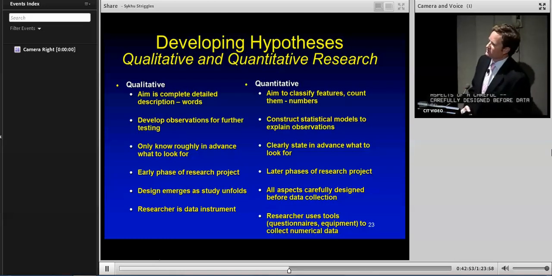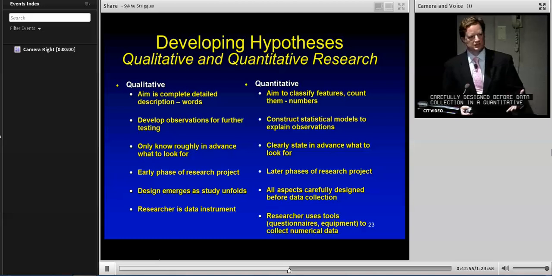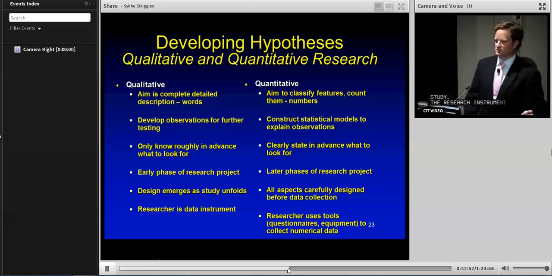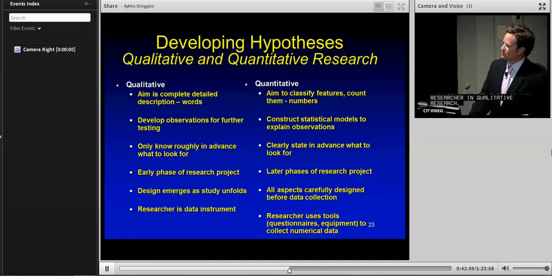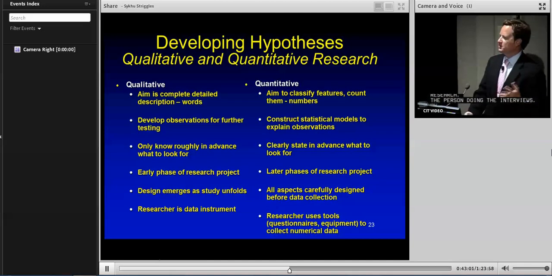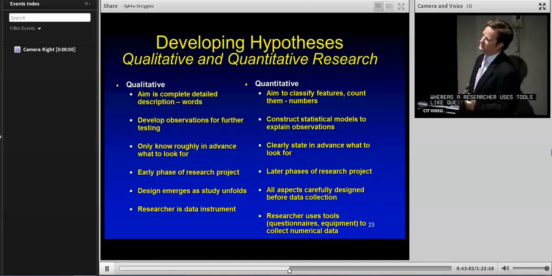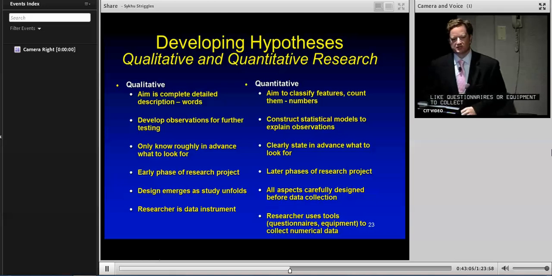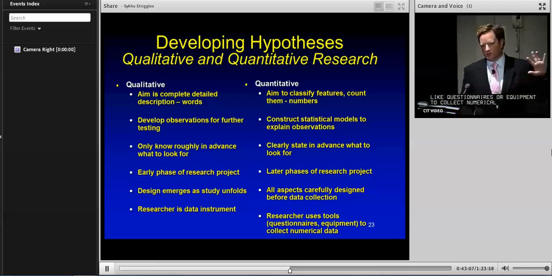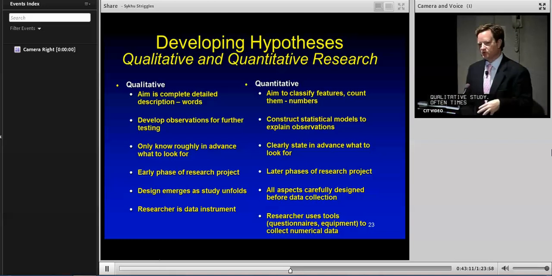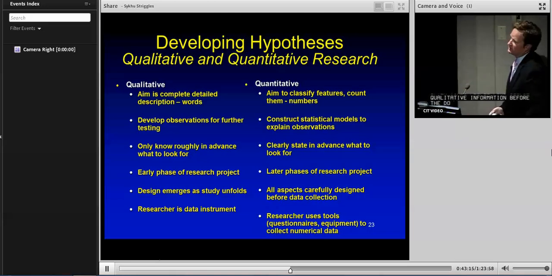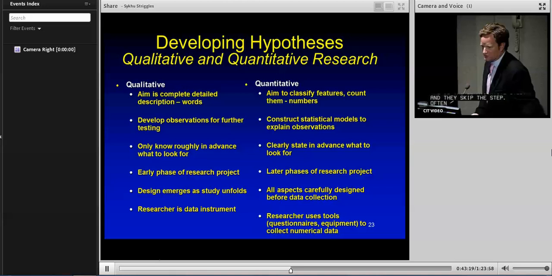And the research instrument is actually the researcher in qualitative research, the person who's, say, doing the interviews, whereas a researcher uses tools like questionnaires or equipment to collect numerical data in a quantitative study. The reason I bring this up is that oftentimes people could find very useful qualitative information before they do a quantitative study and they skip that step. And other times also people feel that they will not get something published if they do the qualitative research first.